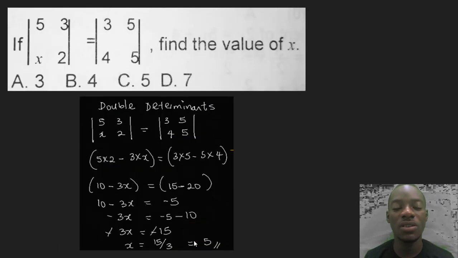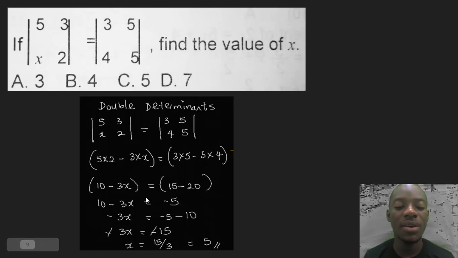Now the last one on matrices is to find the value of x. We have the determinant of this, equal to the determinant of this. How do you find the determinant of a 2 by 2 matrix? You just cross multiply. 5 times 2 is 10, then 3 times x is 3x, minus 3x. So that equals 3 times 5, 15, minus 4 times 5, which is 20. So 15 minus 20 is minus 5. Then we have 10 minus 3x equals minus 5.